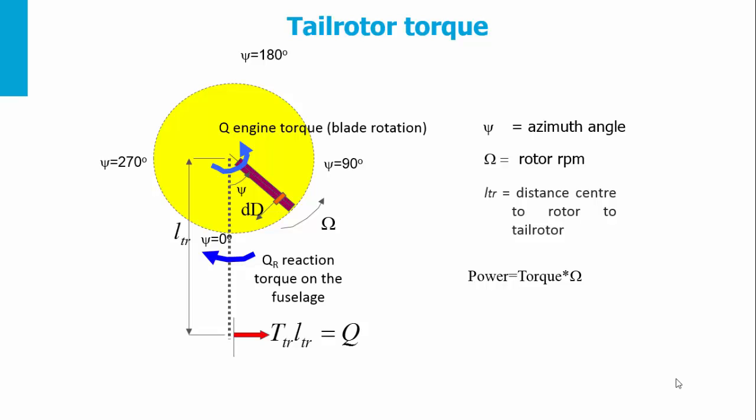Knowing the distance between the center of the main rotor and the tail rotor, we can calculate the tail rotor thrust as the torque of the engine divided by this distance. So the power that we need is the torque multiplied by omega.